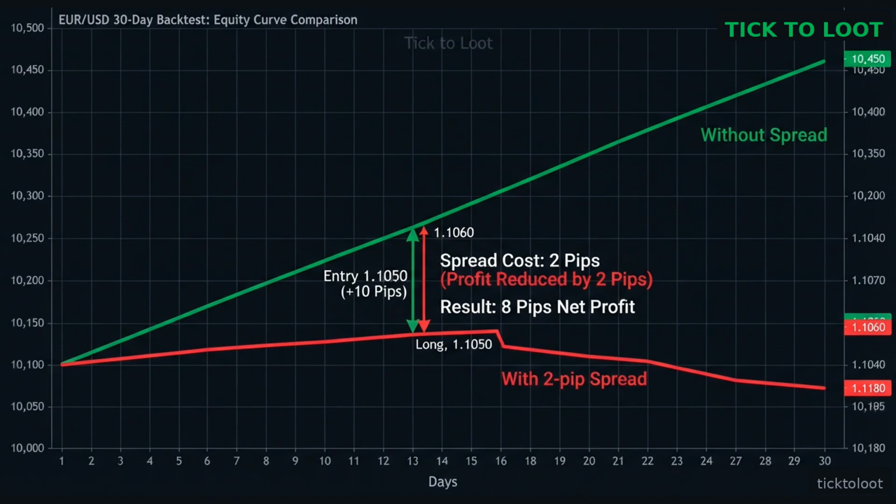If you look only at the mid-price, that looks like a solid win. But now we add the broker's actual spread, which for euro to US dollar at that time was 2 pips.